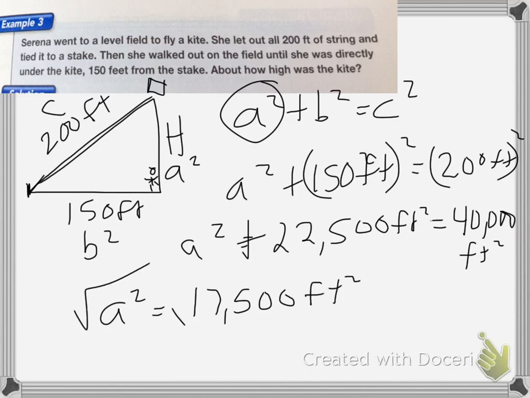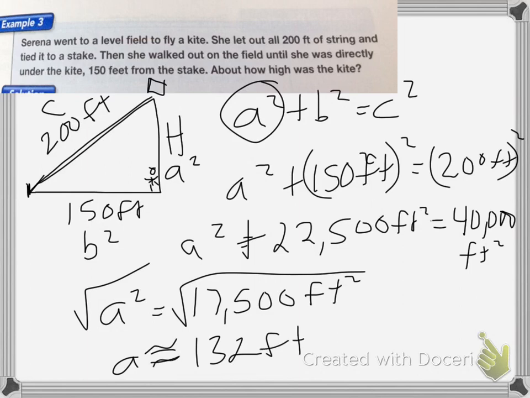I'd take the square root of both those numbers, and a would be about equal to 132 feet if I rounded it up. Okay. So the kite is about 132 feet up in the air. Okay, and that's it for this lesson.